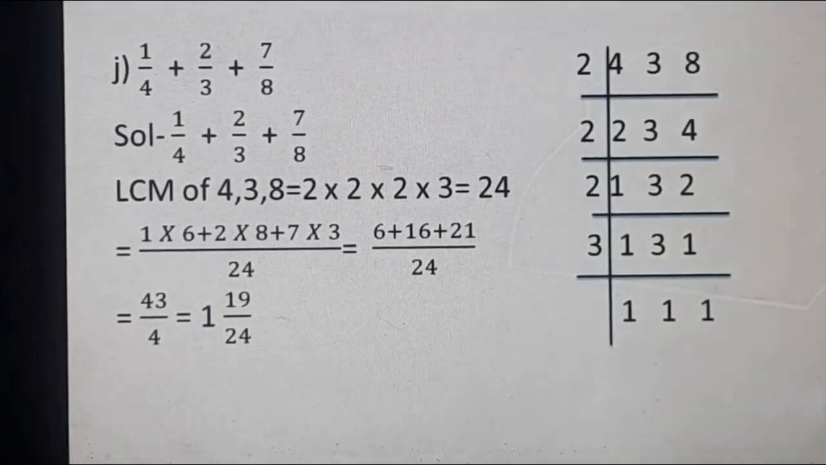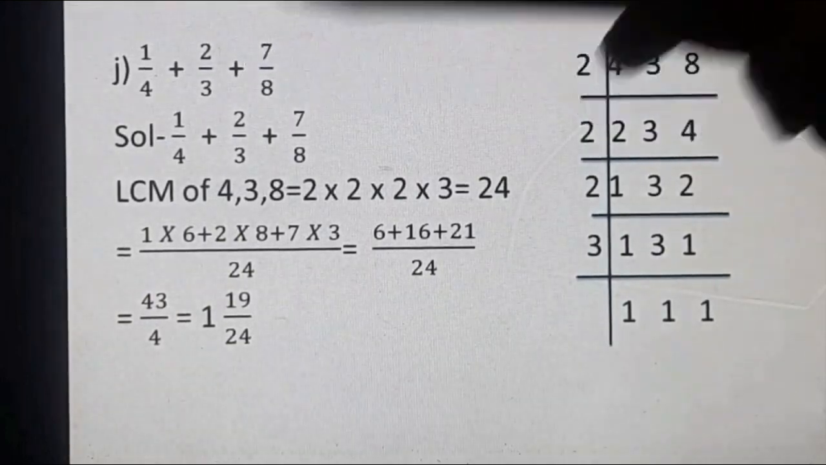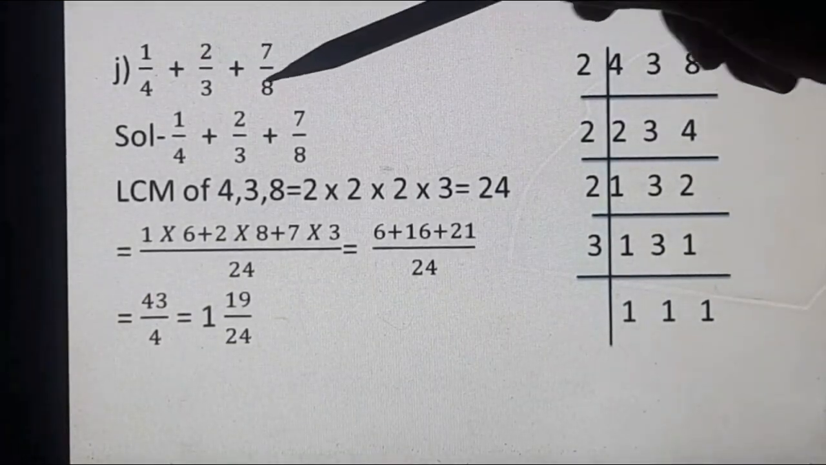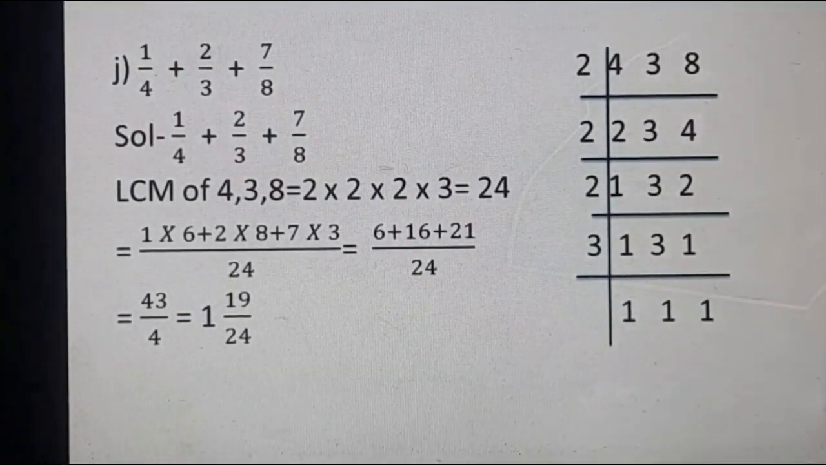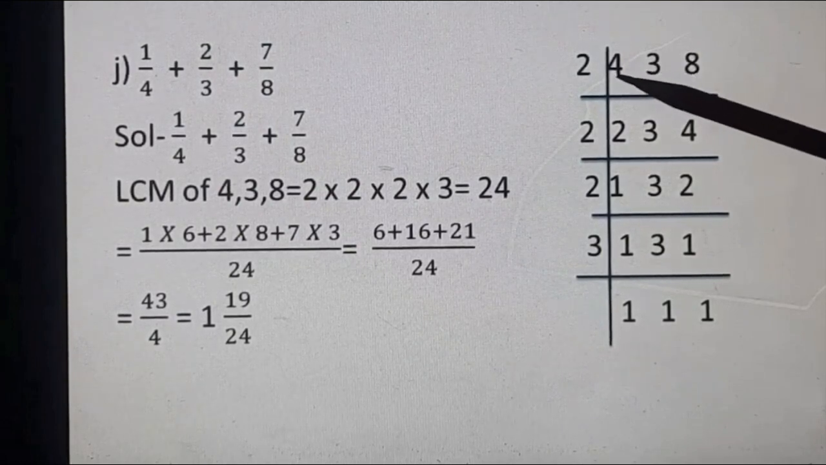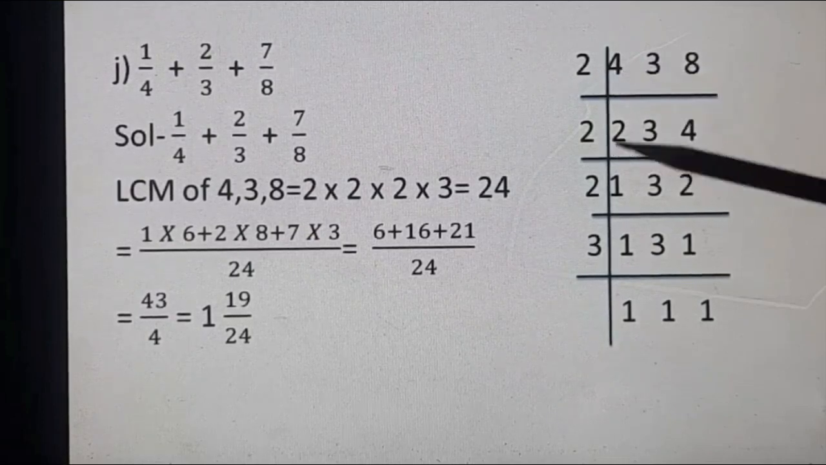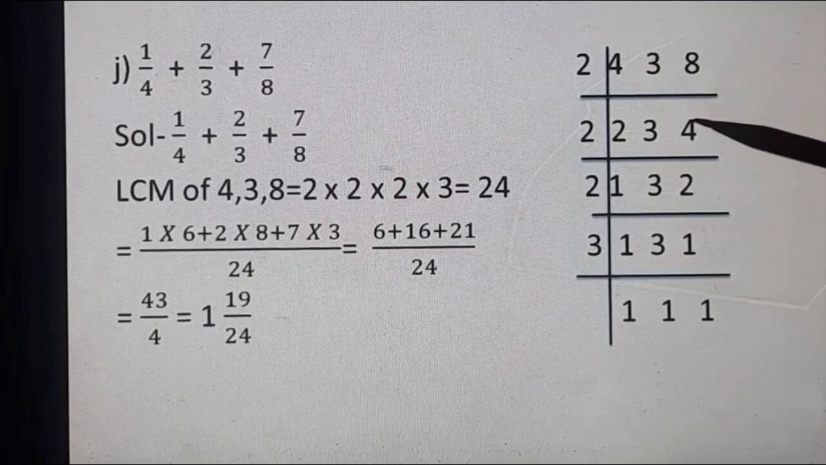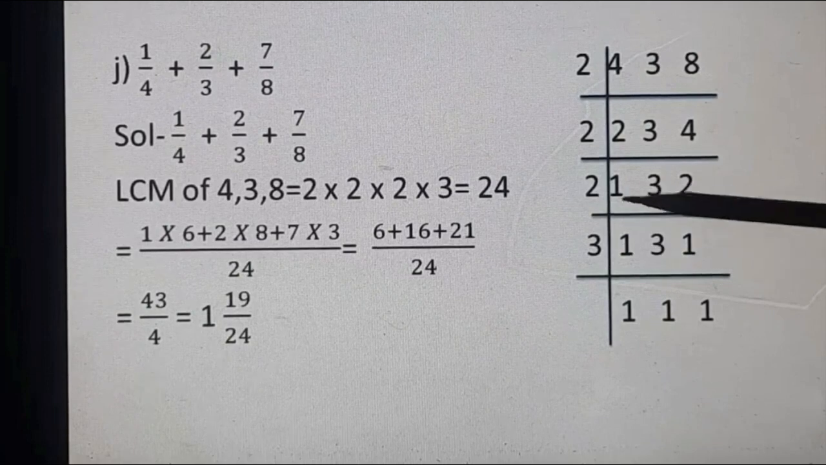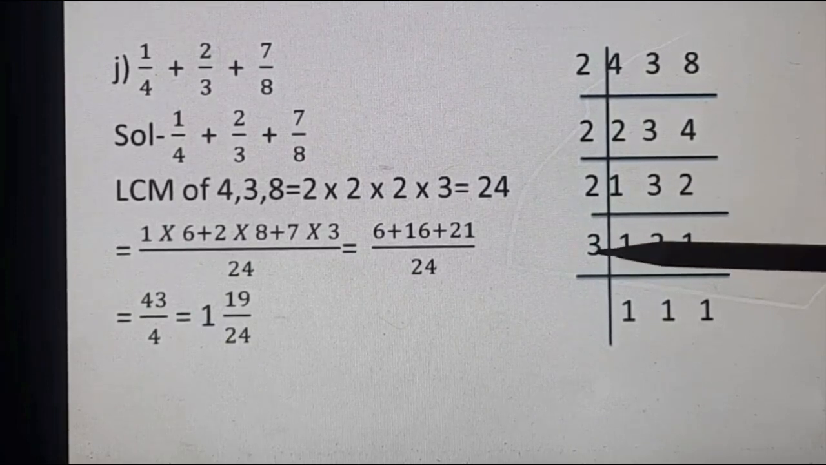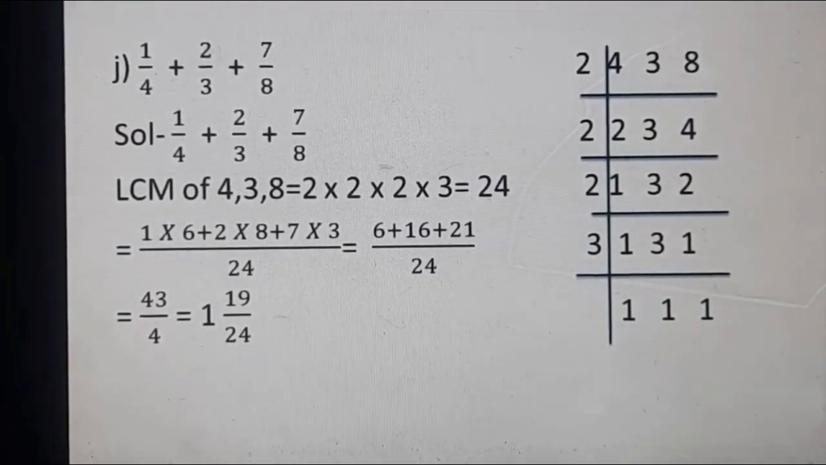Let's start our J part. 1 upon 4 plus 2 upon 3 plus 7 upon 8. We have to do addition of these fractions. So see the denominators 4, 3, 8. Denominators are different. So we will find out the LCM first. We will start with 2. 2 2s are 4. 3 will be written same. 2 4s are 8. Then 2 1s are 2. 3 will be written same. 2 2s are 4. Then 2 1s are 2. And at last 3 1s are 3.